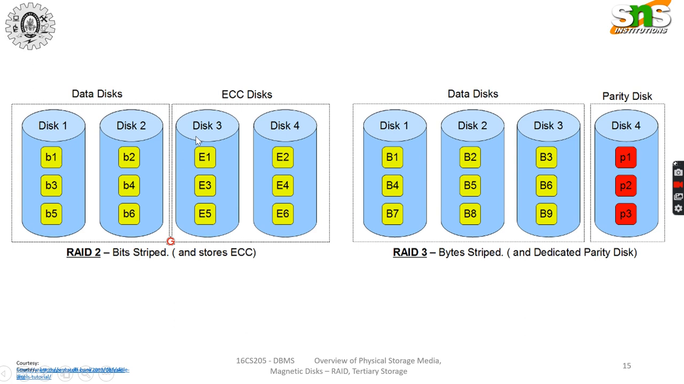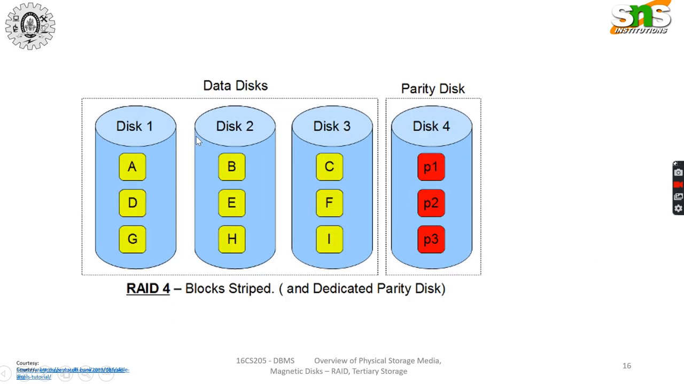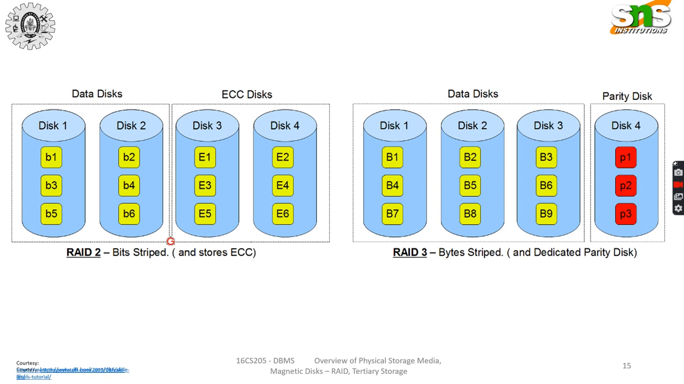However, disk 3 and disk 4 are the parity disks. So for the data stored in B1, the error correction code will be stored in E1. Whenever data is lost, or I feel the data is not complete, I can check with this ECC code.